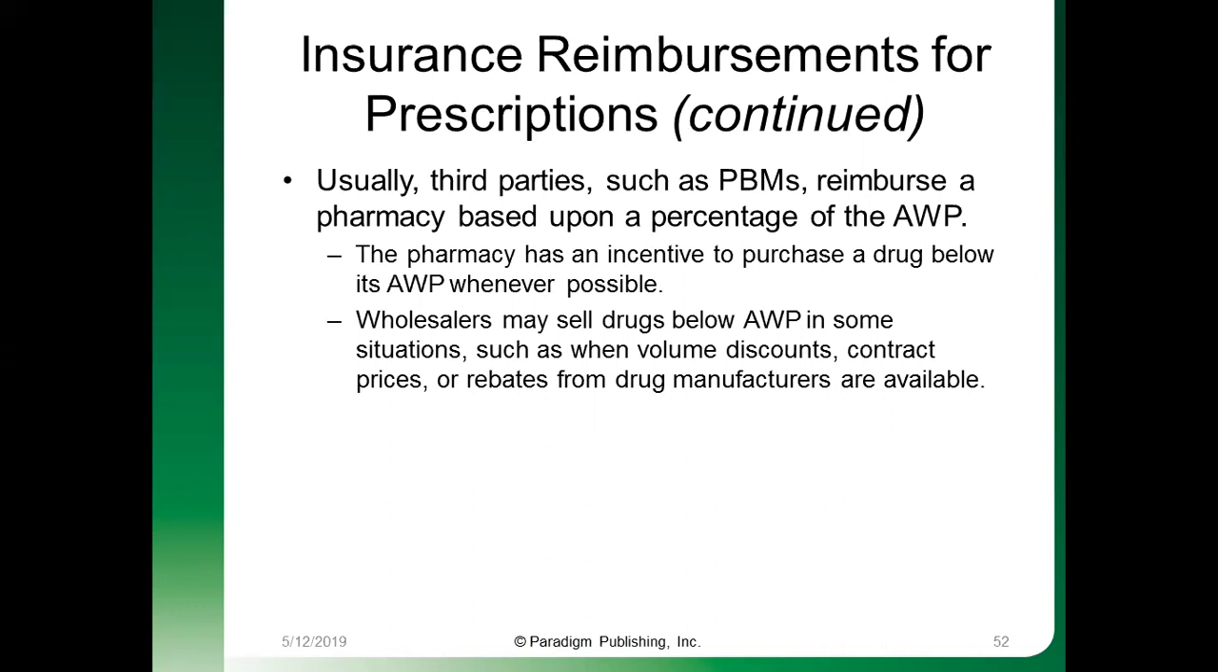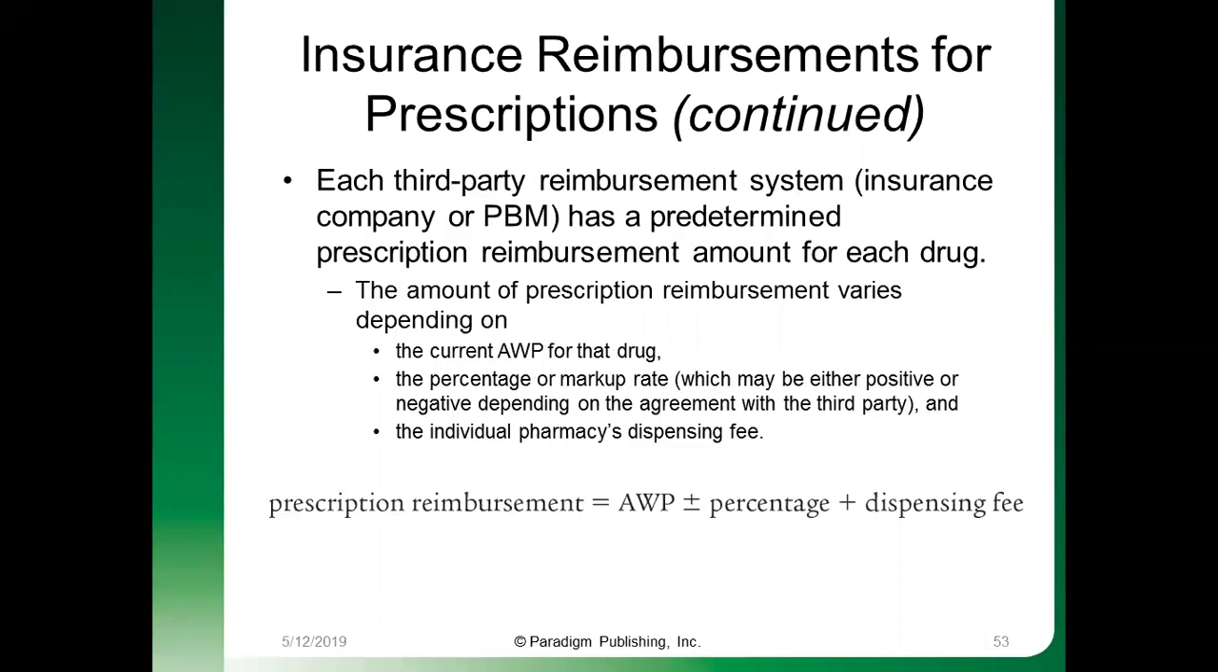And therefore, you're making more money out of that discount because the insurance will still be paying you for that percentage of the average wholesale price. So each third-party reimbursement system has a predetermined prescription reimbursement amount for each drug. The amount of prescription reimbursement varies depending on the average wholesale price of the drug, the percent or markup rate, and the individual pharmacy dispensing fee.